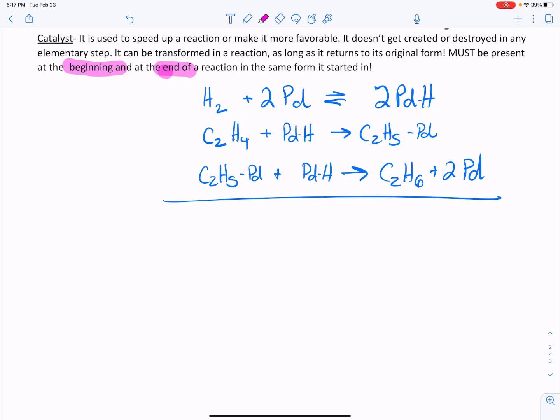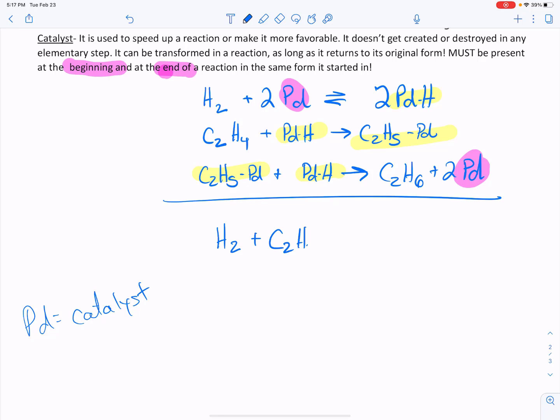Is hydrogen present at the beginning and the end? No. Is palladium? Absolutely. And so palladium is our catalyst. So Pd equals catalyst. And so this is a palladium catalyzed reaction mechanism. Is there anything else that we can identify? How about in yellow? Let's go ahead and identify any reaction intermediates. And so here you can see PdH, and then we have another PdH on both in reaction 2 and 3. And so it disappears. And then C2H5 disappears as well.